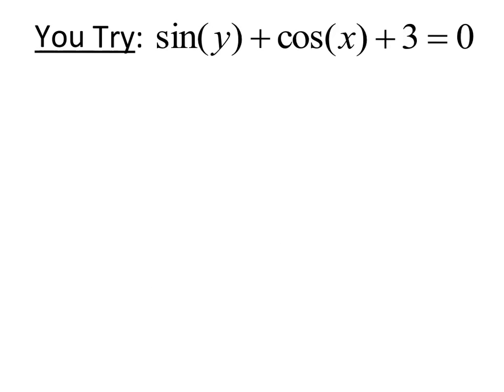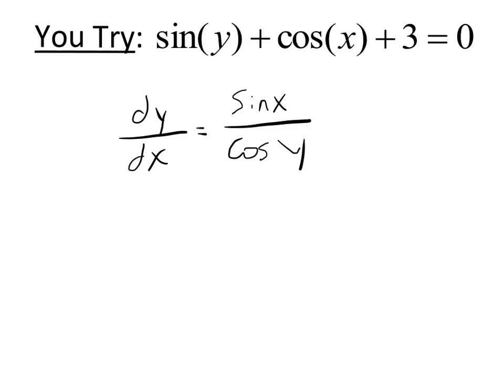Alright, so here we have a u-try. You guys try this on your own. Notice with this first term, you're going to have a sine of y, which means you'll have a chain rule dy/dx at the end. Cosine x won't have anything, and the 3 is just a constant, so remember the derivative of that is going to be a 0. Get the dy/dx all by itself and see if you can get the right answer. The answer you should have gotten was dy/dx is equal to sine x over cosine y.